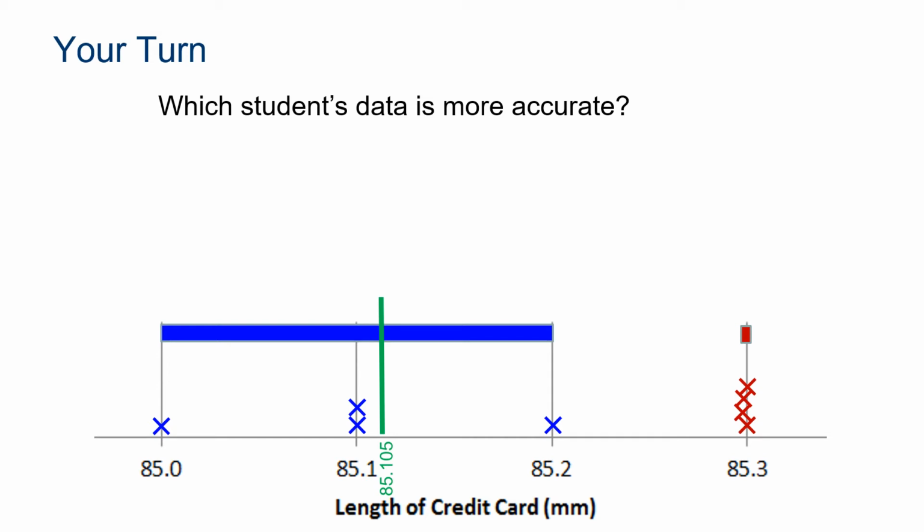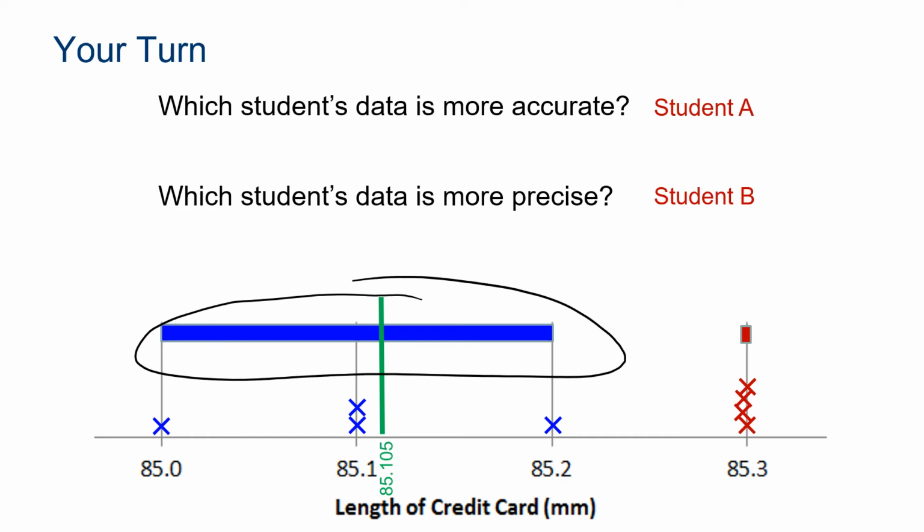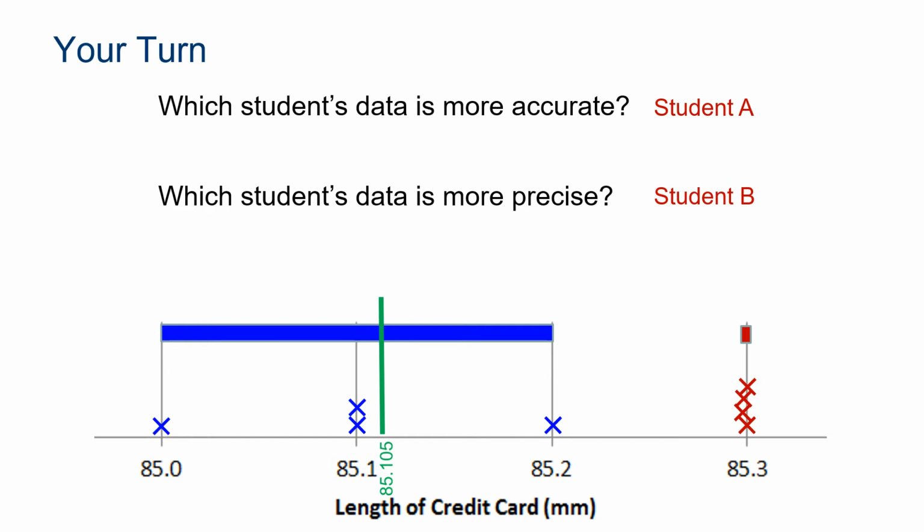Hopefully you said student A's data is more accurate because the average is closer to the accepted value. Now, which student's data is more precise? What do you think? Pause the video, think about it. Student B, because all of the data points are closer together. You have a smaller range than you do for student A. That's a much larger range.